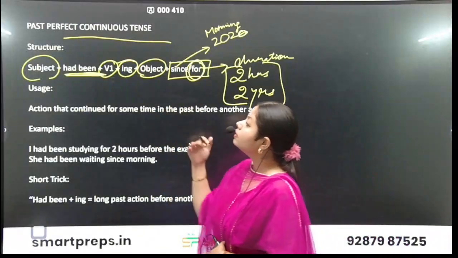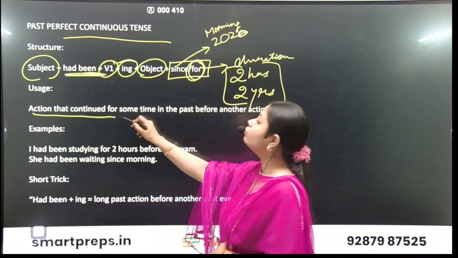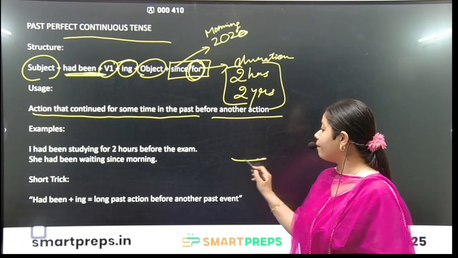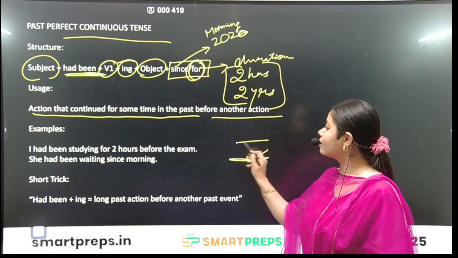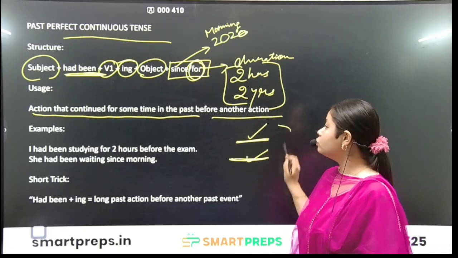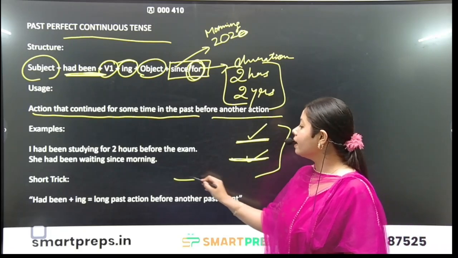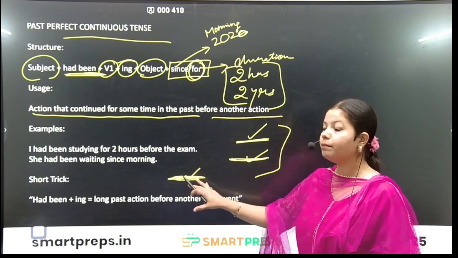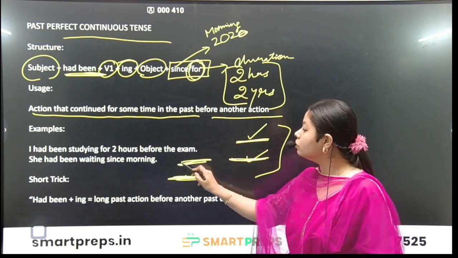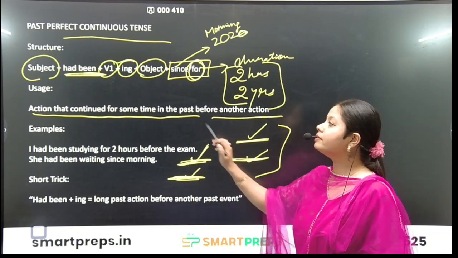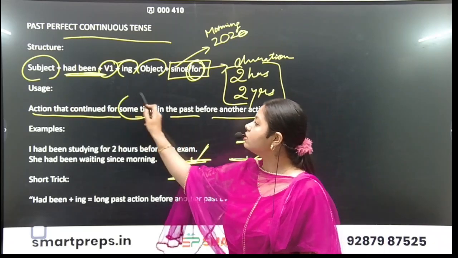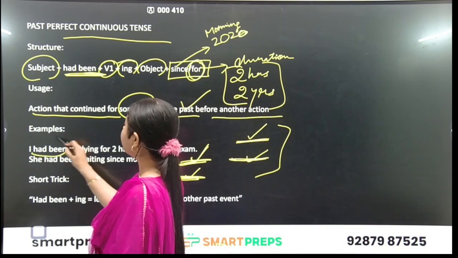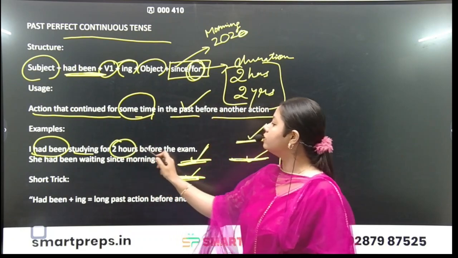So now usage is what? Action that continued for some time in the past before another action. Something has happened in the past. Before this action, one action has taken place already. That is what? Past perfect. Again, something has happened in the past. Before that past action, one action was continuing for some time, but in the past. So for example, I had been studying for 2 hours before the exam.